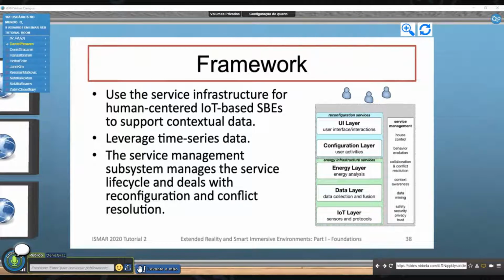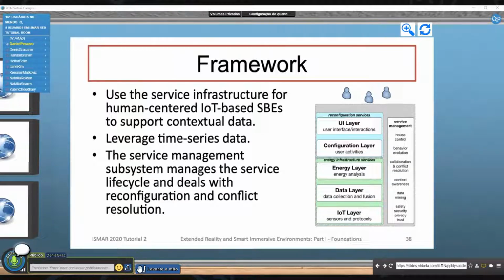This layered approach to services means that we also need to provide some service management that provides basic functionality such as safety, security, privacy, and trust, data mining, context awareness, and then support for collaboration and conflict resolution. Again, in the smart grid environment, there is not a single user. There are families, there are public spaces, people interact, so therefore we need to provide services for collaboration and conflict resolution.